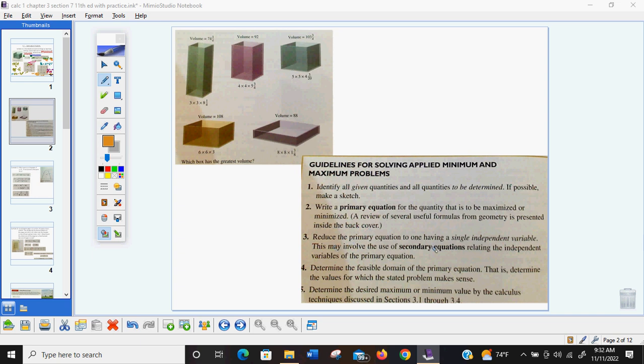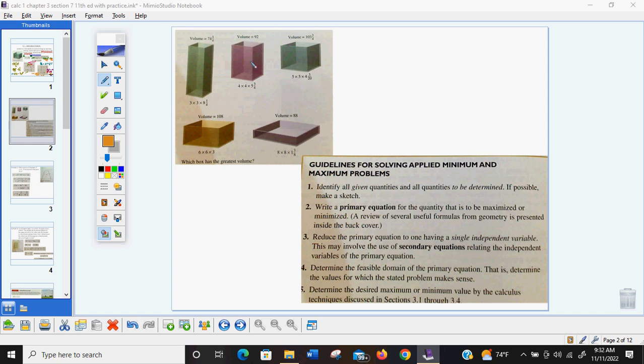The third step is find that secondary equation. You want to figure out what was given to you, what hint did they give you that we can solve for a variable. The fourth step is determining the feasible domain. Now, when we did the step in the last example where we said, hey, -6 can't be a distance, we knew that was finding our feasible domain. We knew that negatives were not in our domain. And the last step is determine the desired maximum or minimum values, which we plug back in and we solve for all our variables.